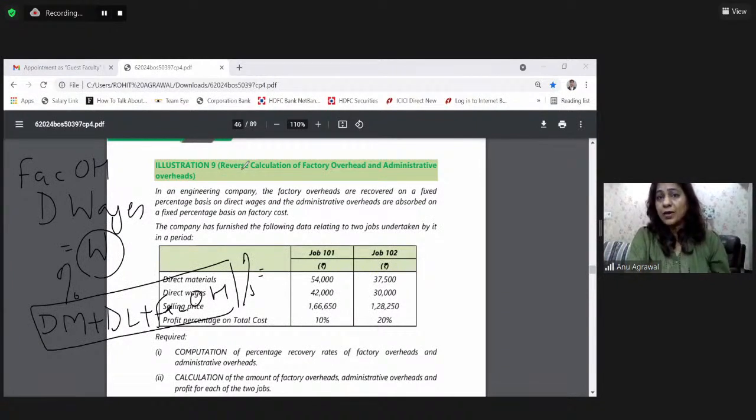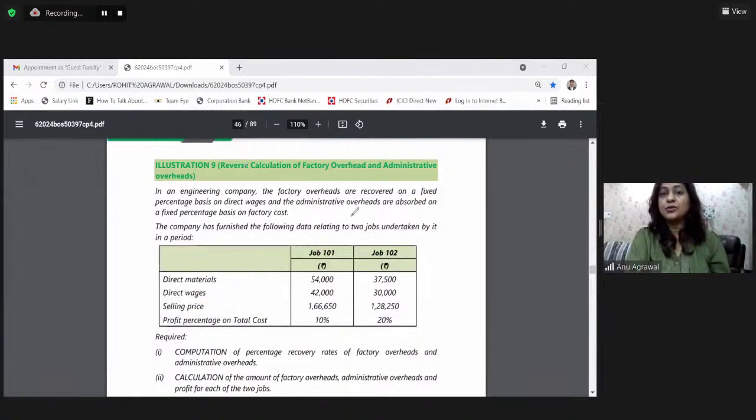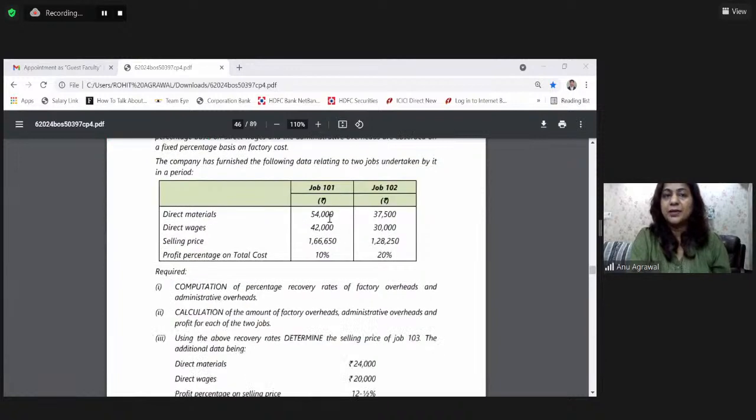Now, once we understand this, how do you solve it? Because in this particular question, they have just given me direct material and direct wages. Now, how much of what, we do not know.